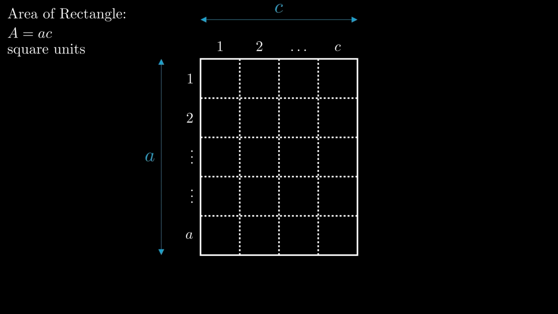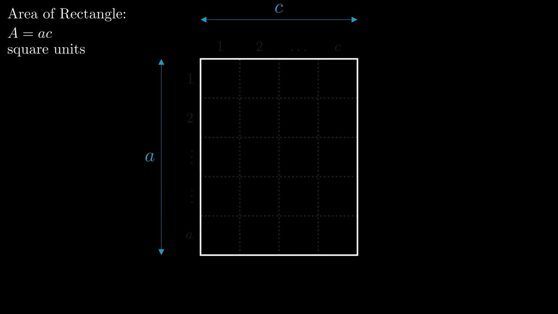a times c units. In the figure shown, the unit lengths comprising each side of the rectangle are numbered from 1 to a on the vertical side and from 1 to c on the horizontal side. Each of the drawn subrectangles has unit sides and therefore has an area of 1. There are a times c such subrectangles, hence the total area is a times c units of area.